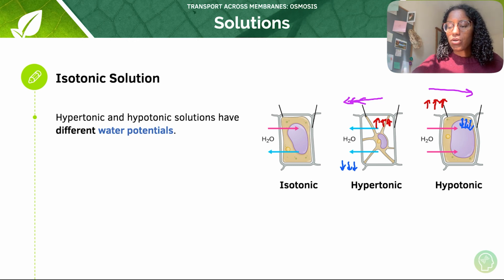So this is the effect of putting a cell into a hypertonic versus a hypotonic solution. And my top tip here is to think about in each of those cases, where is the water potential highest and where is the water potential lowest? If there's a solution that is hypertonic, it's going to have a lower water potential. If there's a solution that is hypotonic, it's going to have a higher water potential. And this is all compared to the cell, okay? And therefore, water is always going to move down its potential gradient, as we found out in the definition, via the semi-permeable membrane.